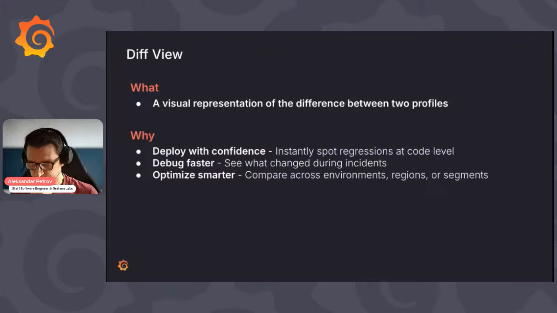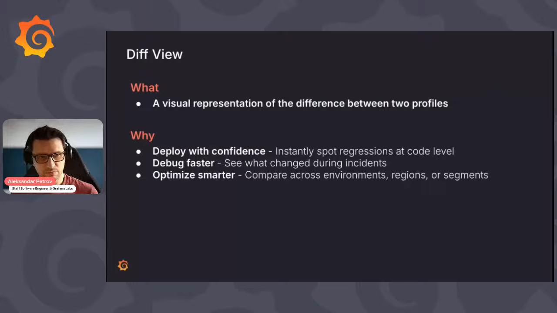The Diff view. So what is the Diff view? Diff view gives us a visual representation of the difference between two profiles. This is important for a few reasons. Let's say you're deploying a new version of your service. If you want to spot that something changed, maybe you had a regression or maybe you improved the performance, you can use the Diff view to very quickly identify what changed before and after the deployment.